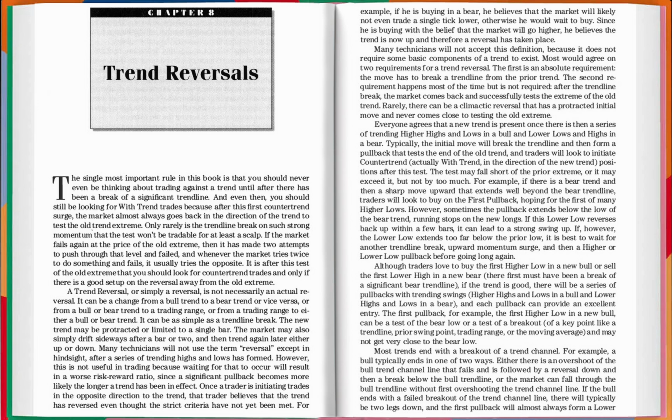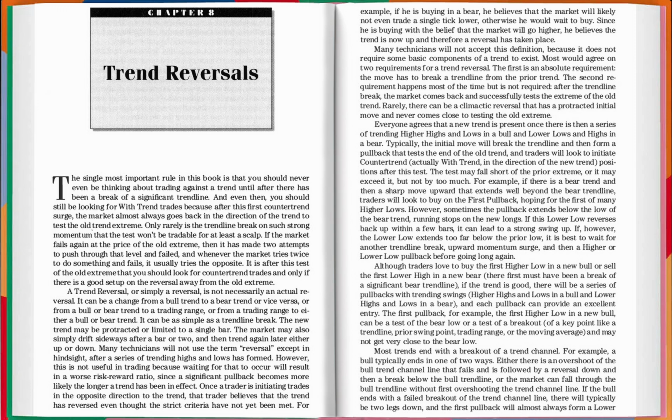Once a trader is initiating trades in the opposite direction to the trend, that trader believes that the trend has reversed even though the strict criteria have not yet been met. For example, if he is buying in a bear, he believes that the market will likely not even trade a single tick lower, otherwise he would wait to buy. Since he is buying with the belief that the market will go higher, he believes the trend is now up and therefore a reversal has taken place. Many technicians will not accept this definition, because it does not require some basic components of a trend to exist.